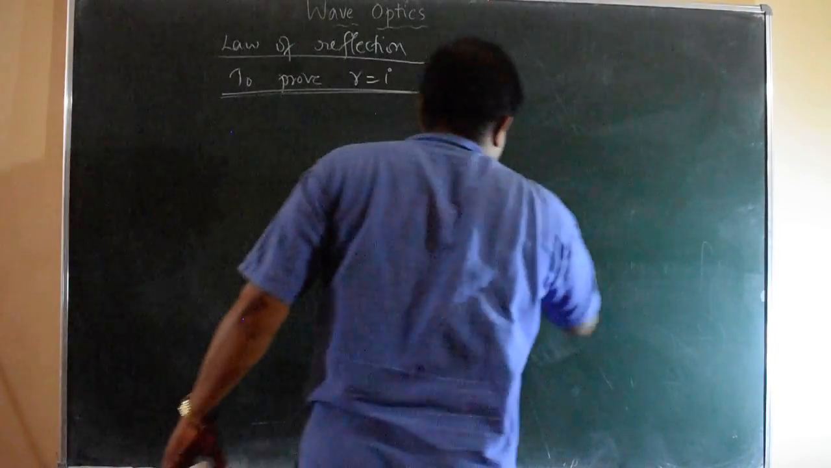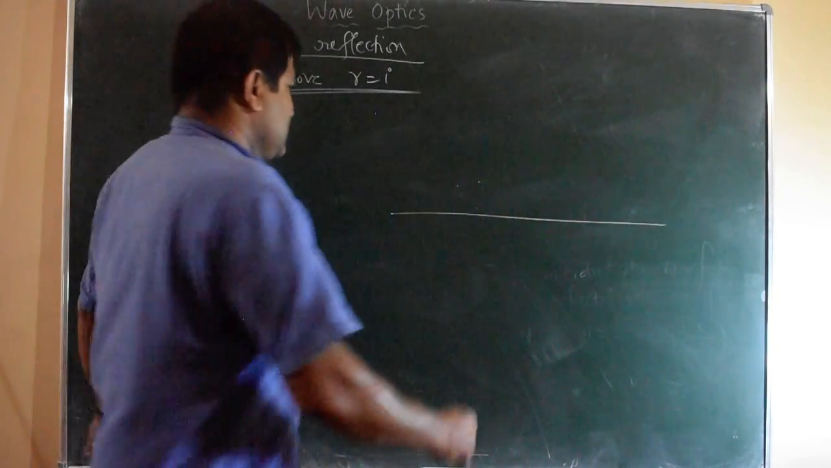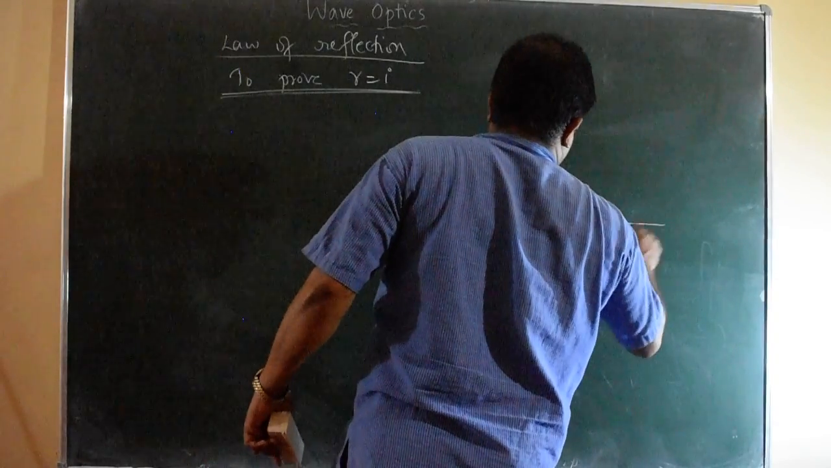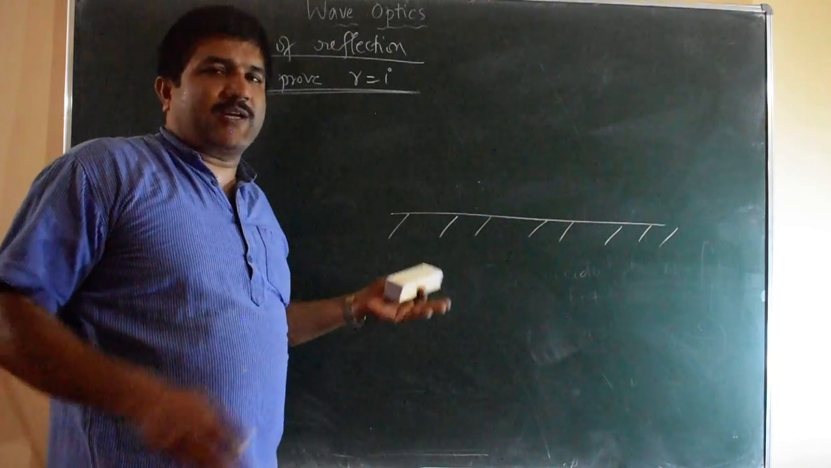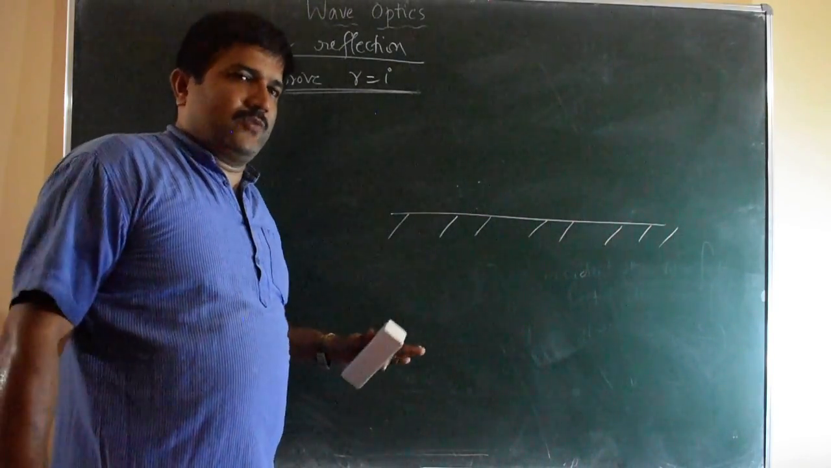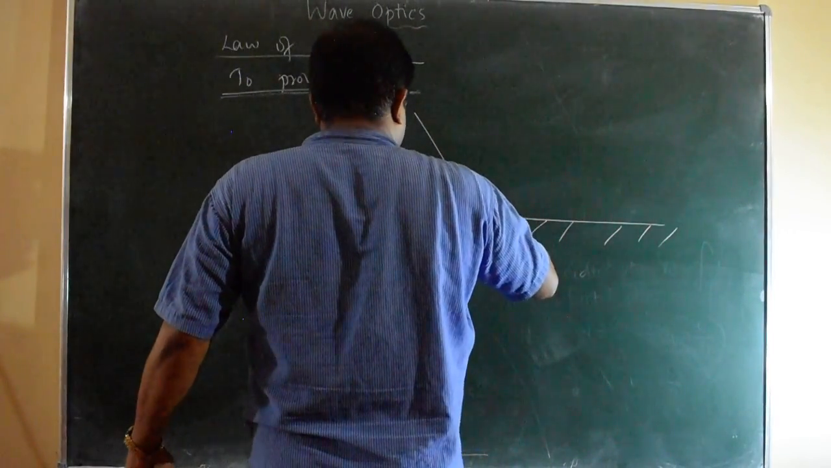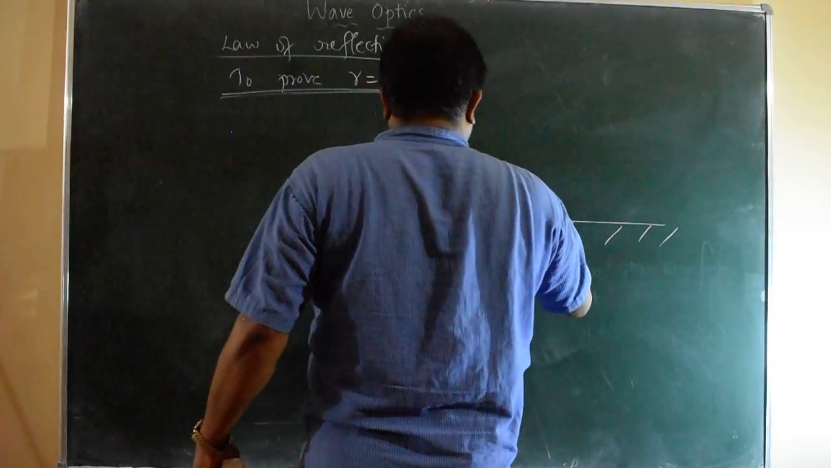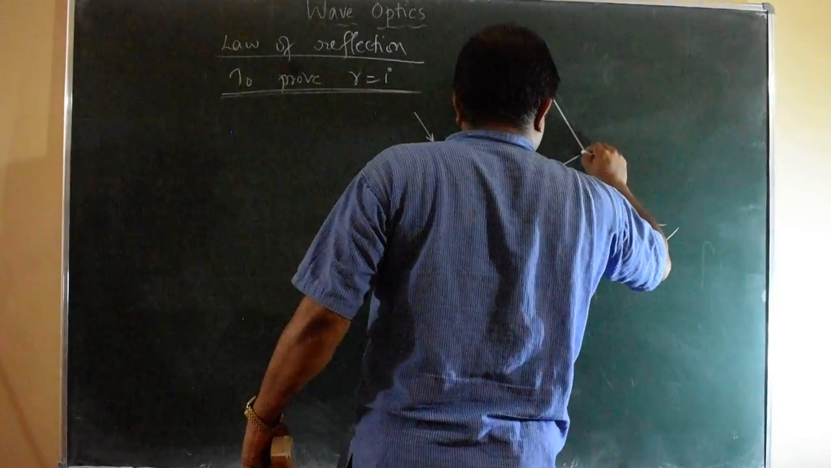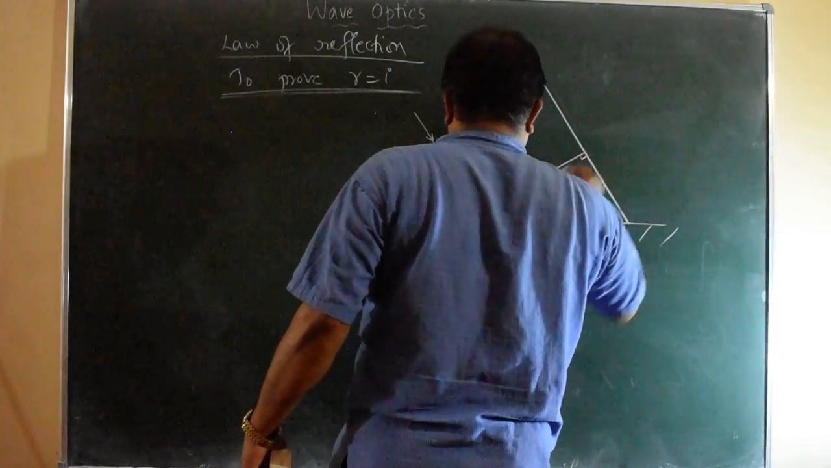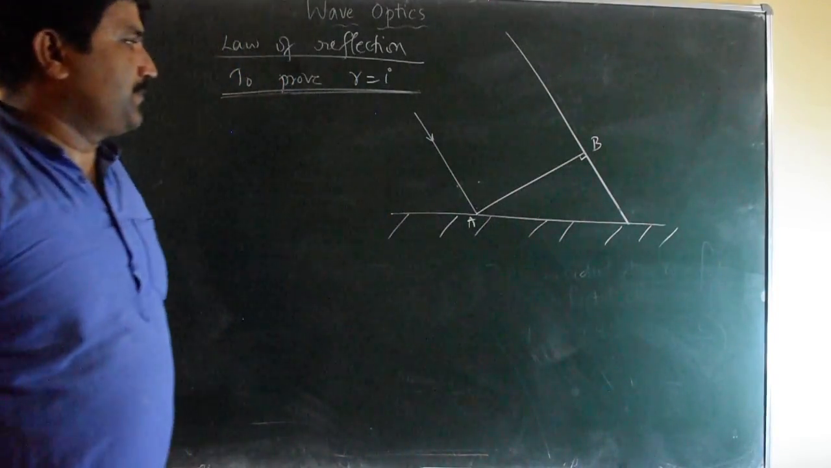Firstly, consider a plane surface which is a reflecting surface like a mirror. So this is the plane reflecting surface. It is not a line actually. On a board we can show only a line, but it is a mirror. Now a plane wavefront is incident from this side. So this is the plane wavefront incident. Okay, so AB is the incident wavefront.